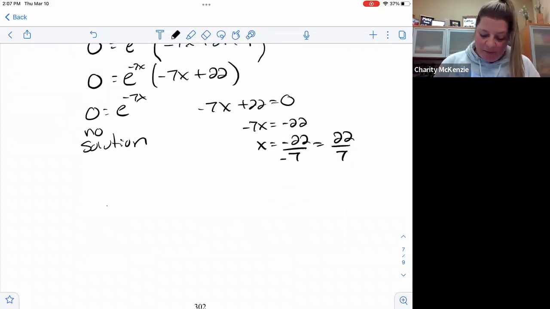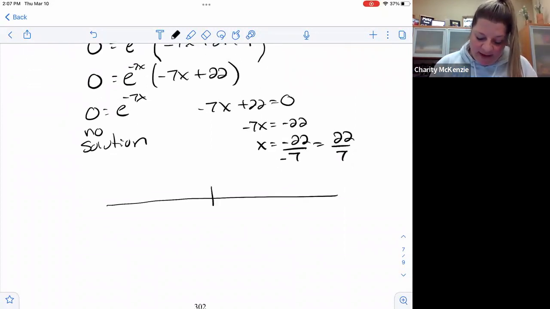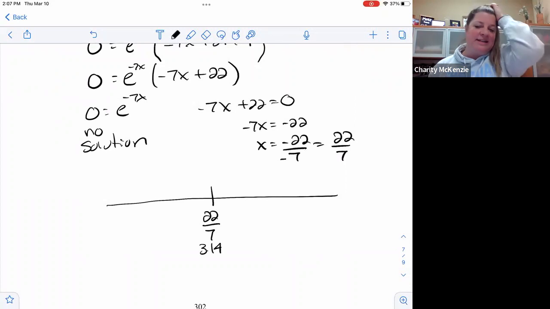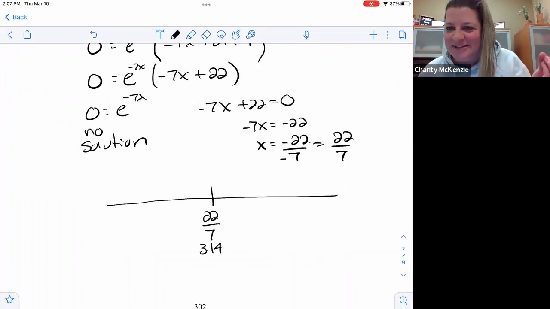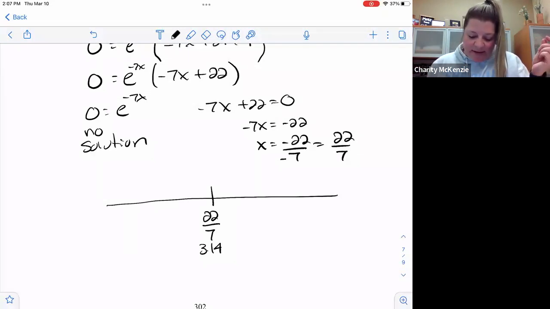All right, so then we go to our sign chart, and the only value we have is 22/7, which is about 3.14. I only know that because in one of the books I taught from, it estimated pi as 22/7. I don't know why. So there we go.